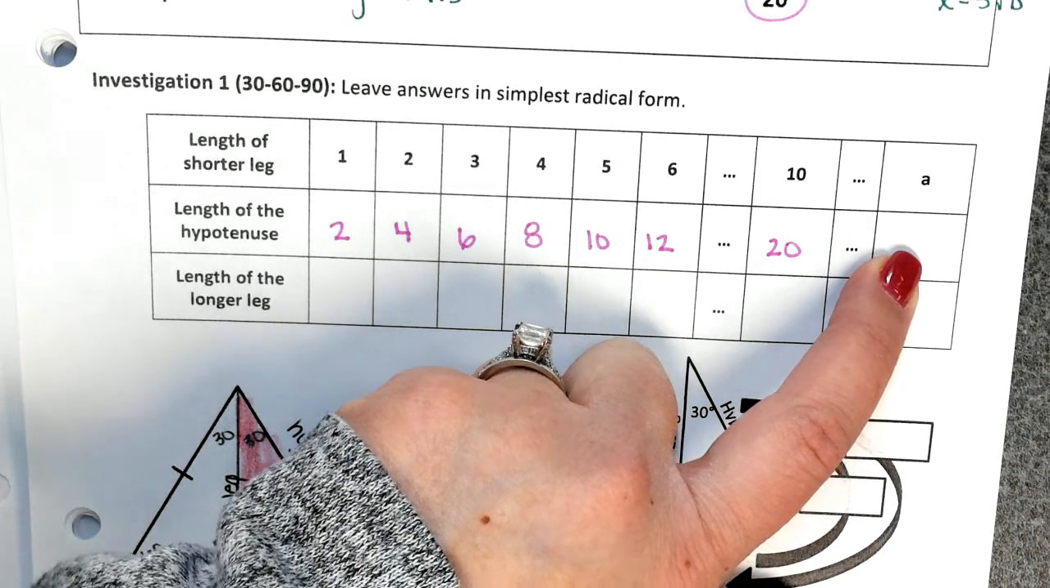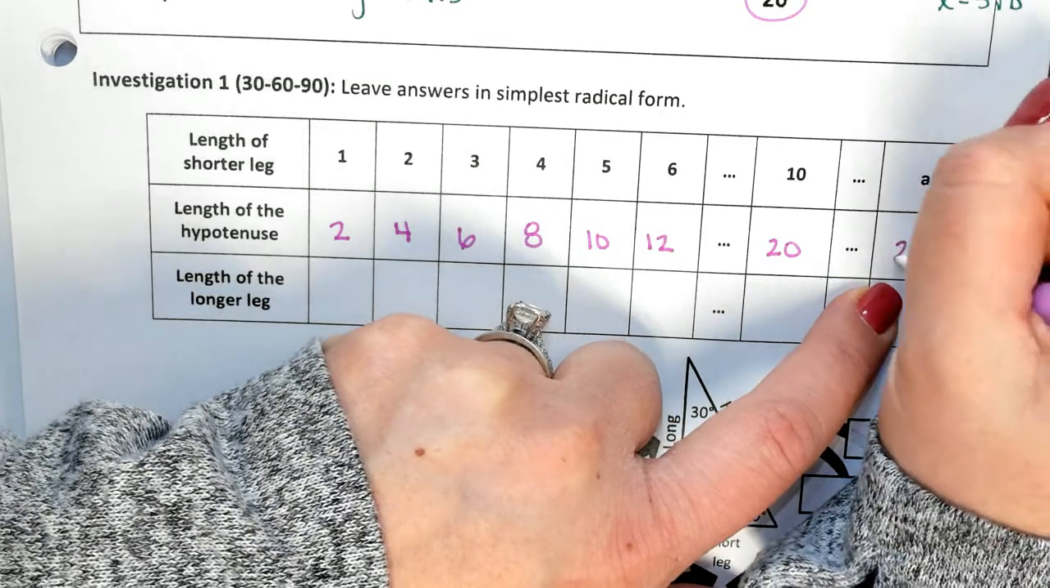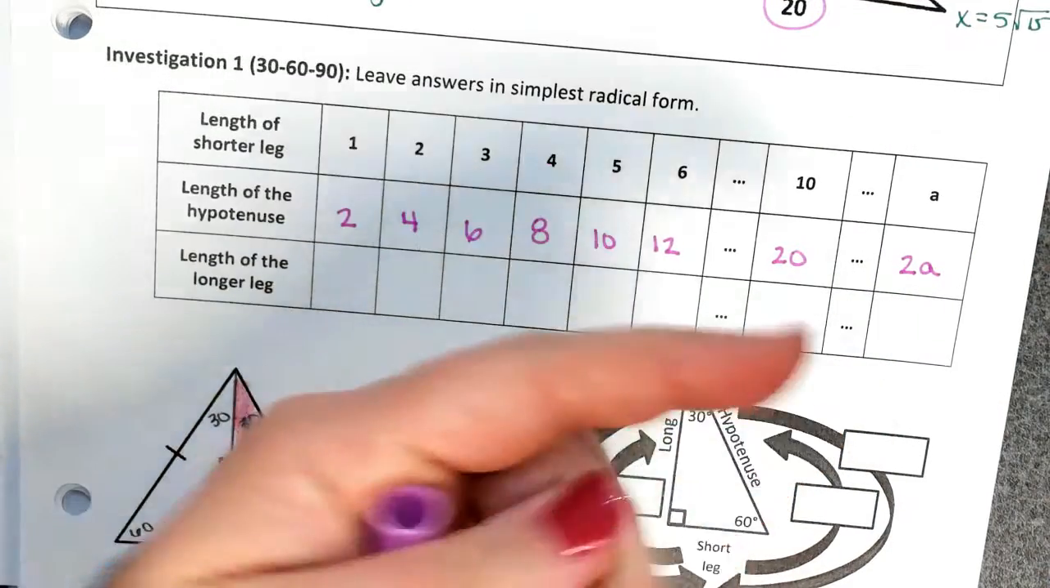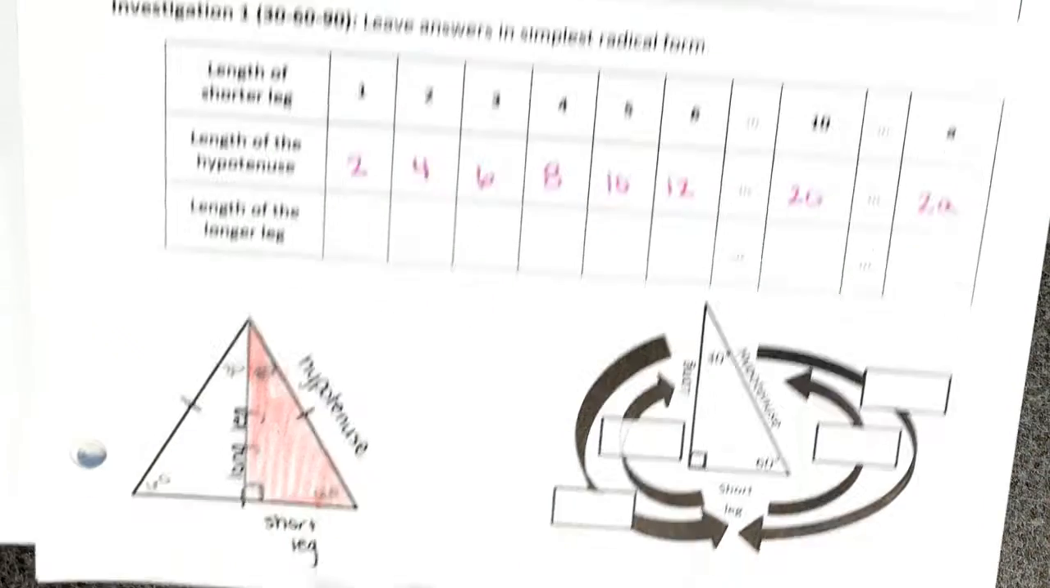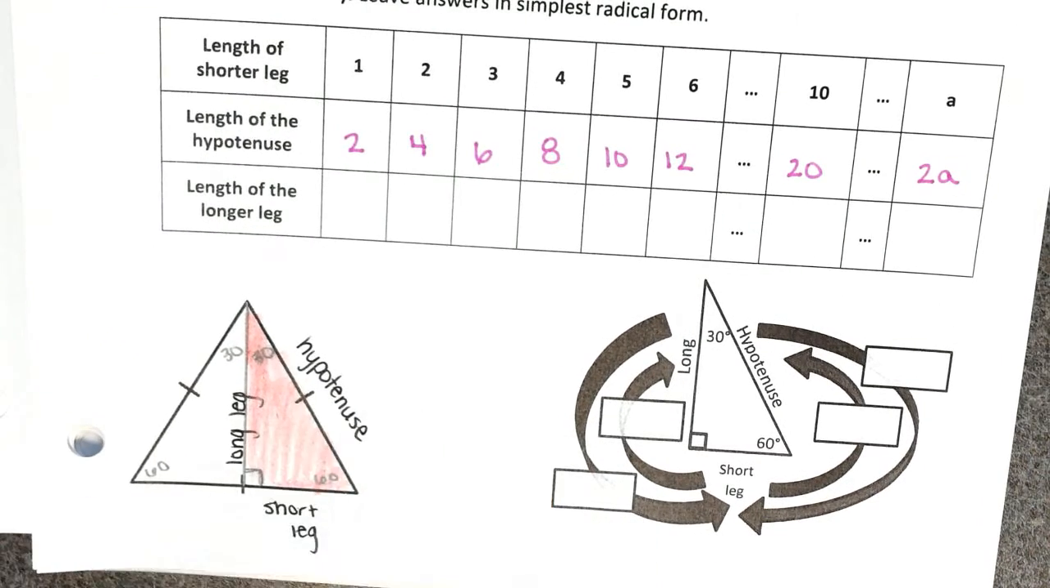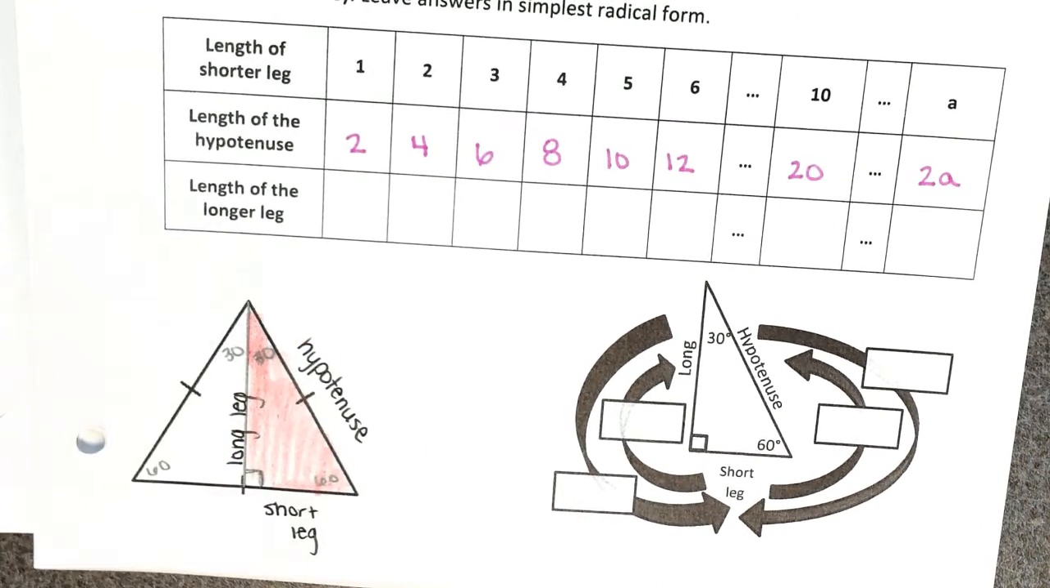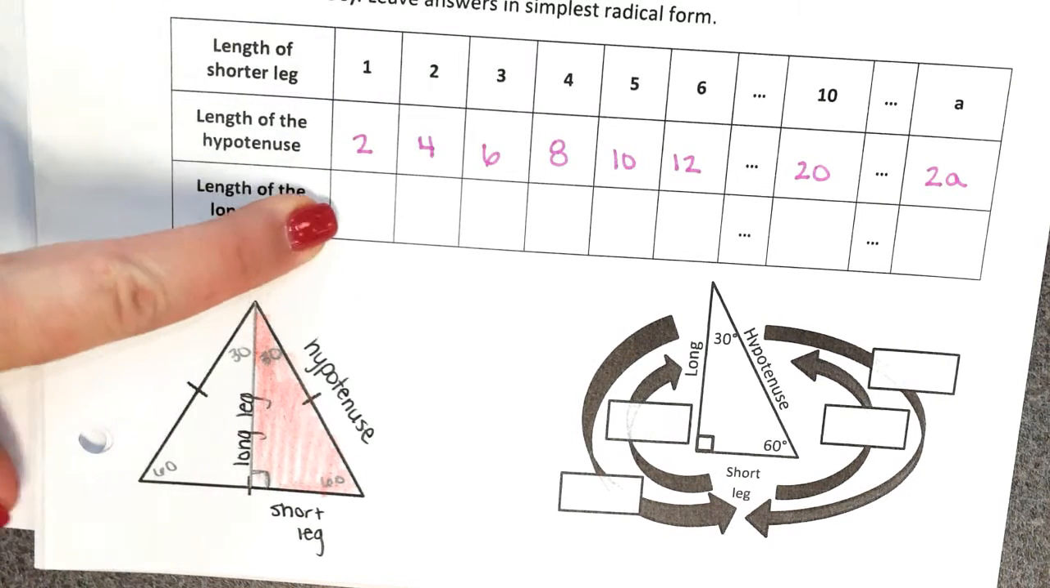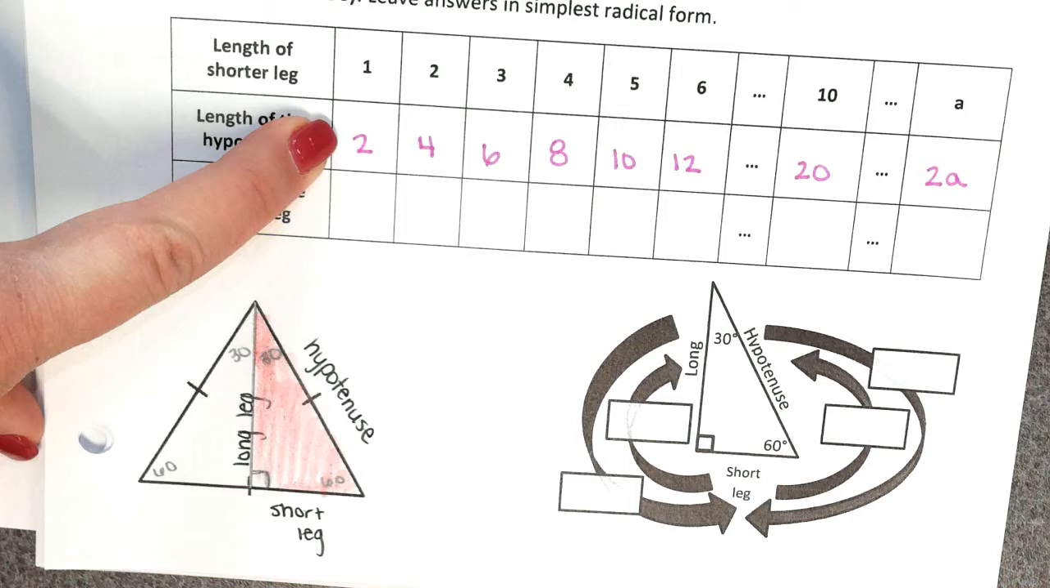2 times A, which is 2A, or A times 2, right? That's how we would write it in math, with variables. Okay. Now the length of the long leg is a little bit tricky. What you're going to have to do is the Pythagorean theorem. We know the Pythagorean theorem is leg squared plus leg squared equals hypotenuse squared.